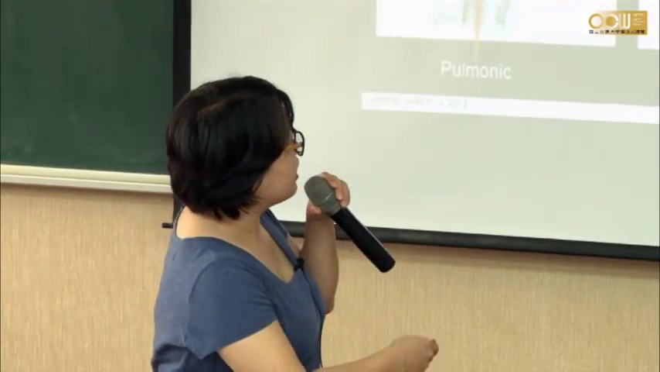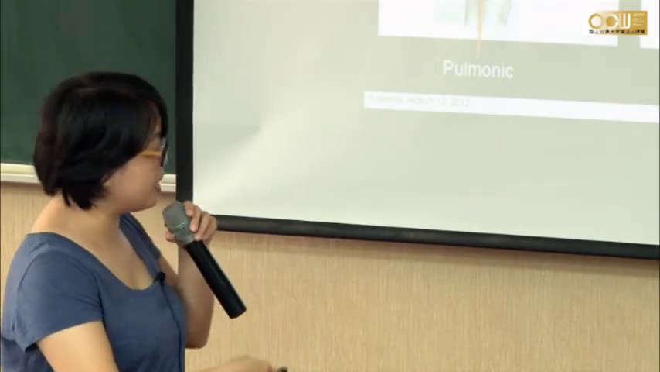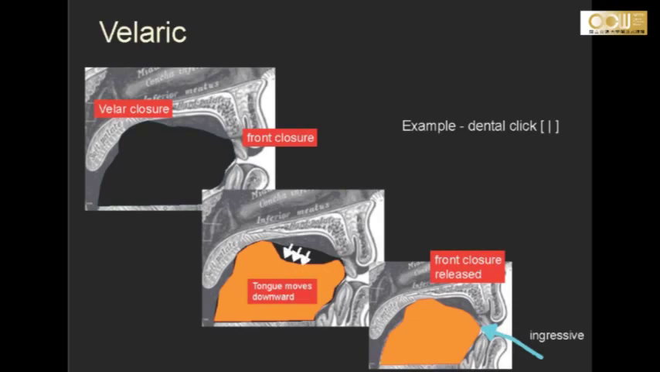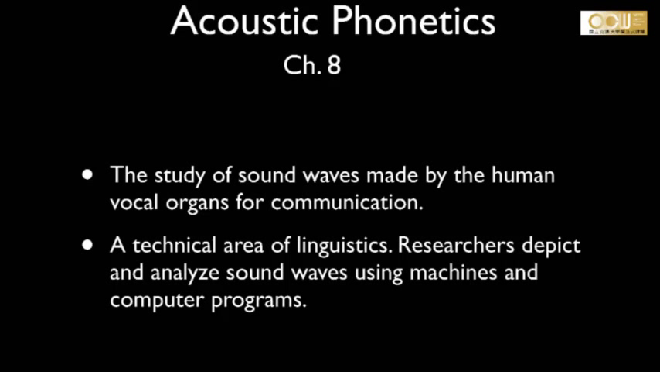And then for a velaric, it's quite easy. You guys can do the click. Okay, so that's the pulmonic and non-pulmonic. And Peter spent a lot of time talking about exactly which one is before which one. Like you first close the velar closure and then you lower the tongue body and then what? You don't need to memorize the procedure of making the sounds, but you need to know about the mechanism behind them, okay? Now moving on to acoustic phonetics.